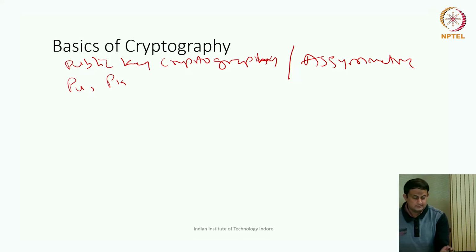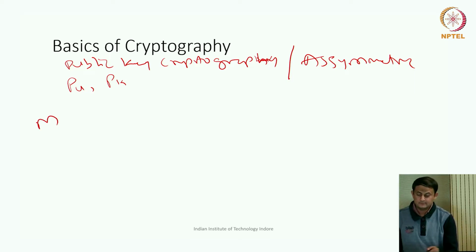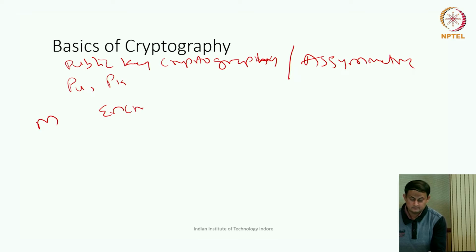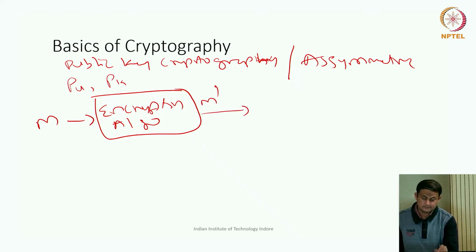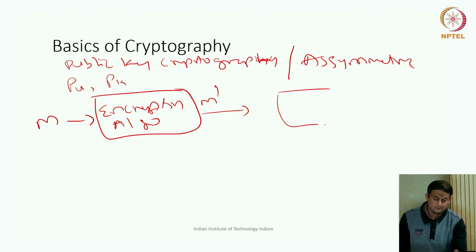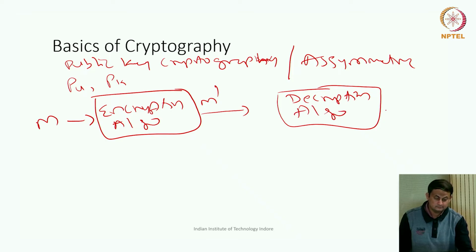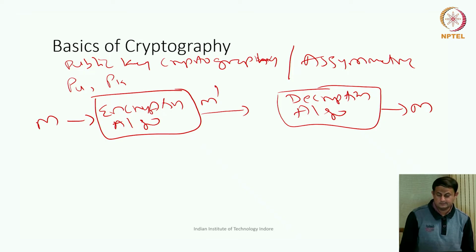So as usual, the encryption and decryption happens something like this. I still have a message M, and then I have the encryption algorithm, and I supply M to this encryption algorithm, and the message M gets translated to M prime as usual, and at the recipient end I do the decryption. I have the decryption algorithm, and that will give you the message M back.